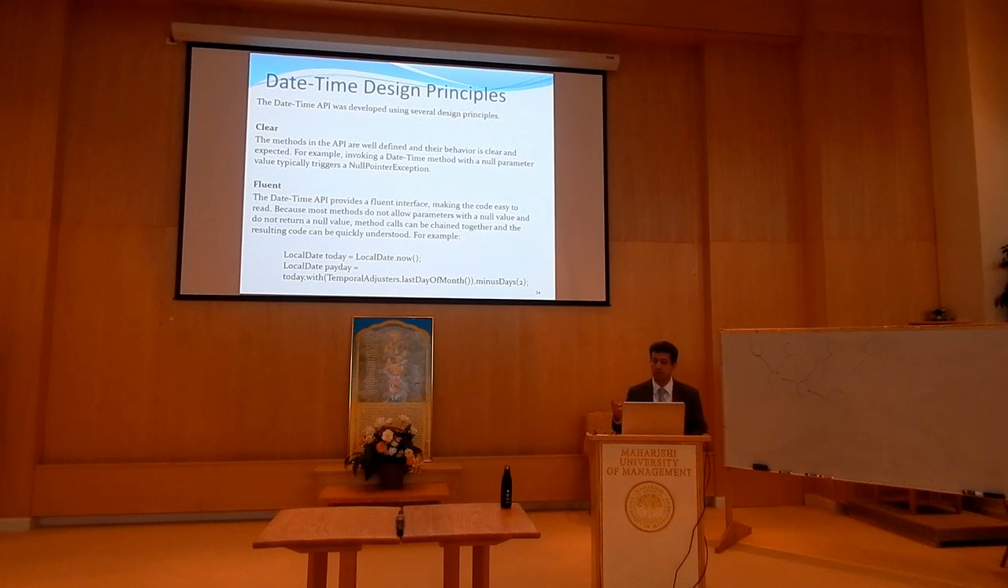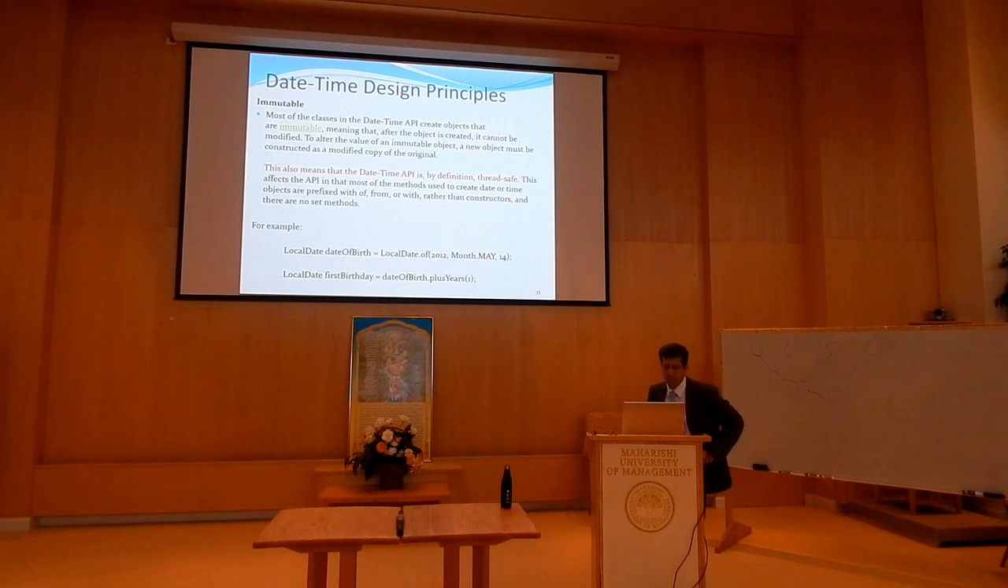So fluent is two things. First of all, it reads like plain English. The second thing is that you can chain methods. You remember the stream API? You say something dot stream, dot filter, dot map, dot reduce, so that's also a fluent API. So this is an underlying design principle that was implemented in Java 8.